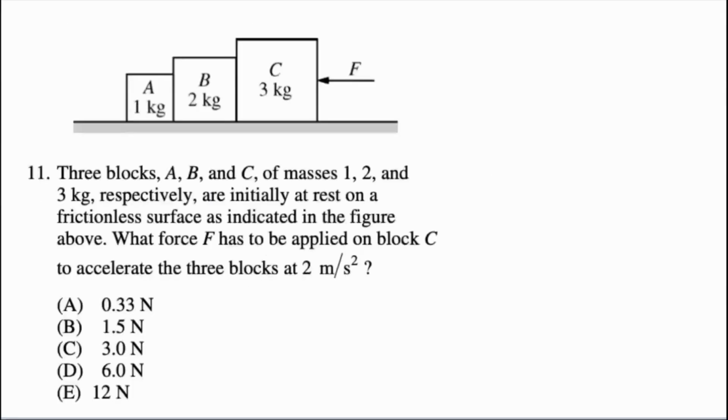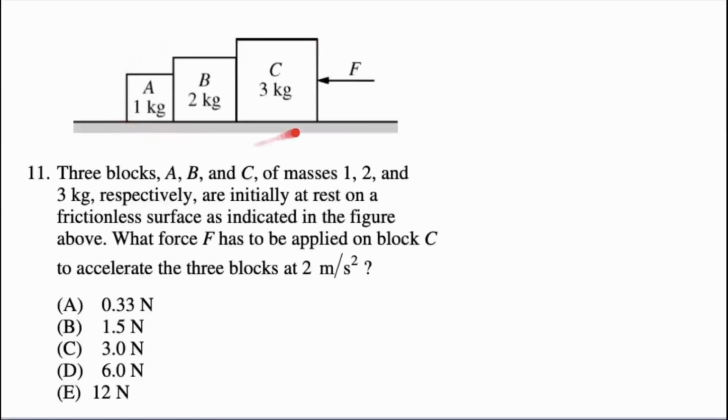Now for question 11. We have 3 blocks, A, B, and C, of masses 1, 2, and 3 kilograms respectively, which are initially at rest on a frictionless surface as indicated in the figure above. So you want to know what force F has to be applied on block C to accelerate the 3 blocks at 2 meters per second squared. So with this question, all of these blocks are kind of like smushed together. They're all joined. They're like conjoined together.